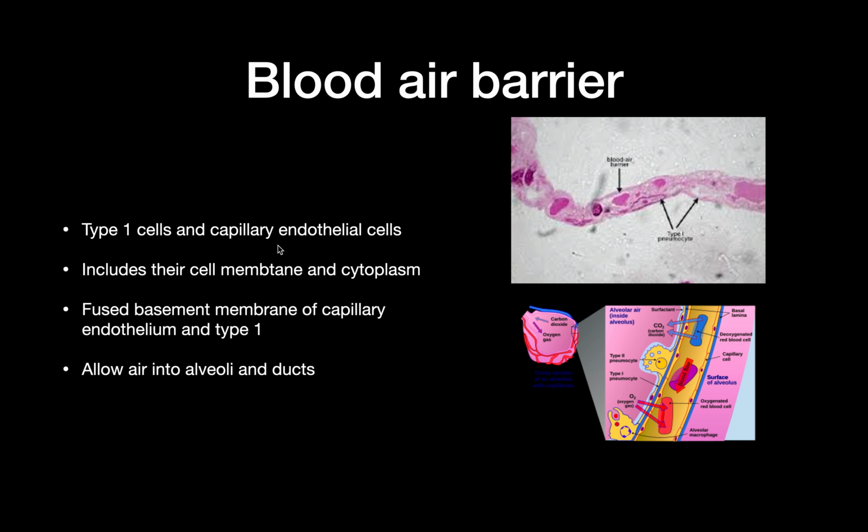Type 1 cells and the capillary endothelial cells make the blood-air barrier, along with the layers. And the fused basement membrane of the capillary endothelium fuses with the type 1 cells, so they're not going anywhere. And they allow only air into the alveoli and ducts. You can see here is the blood-air barrier, and here along the walls are just the type 2 pneumocytes. Here the type 1, they're flat nuclei. Blood will go here, oxygenated, and then the macrophages are all floating around just to prevent infection.